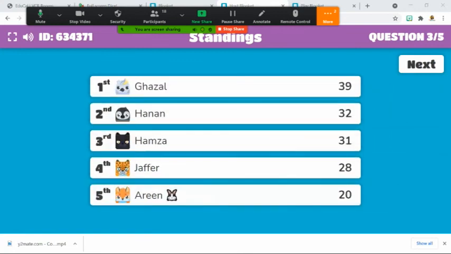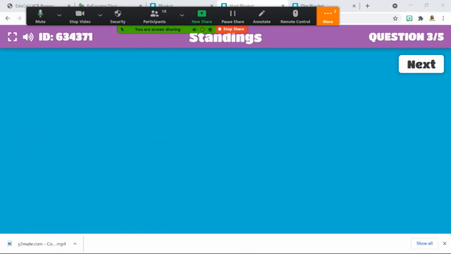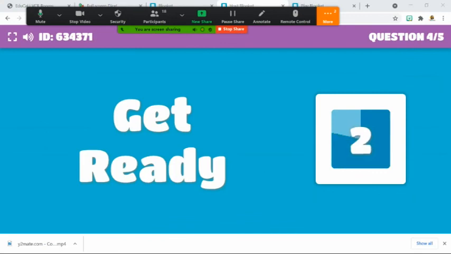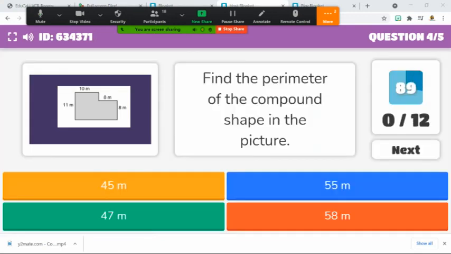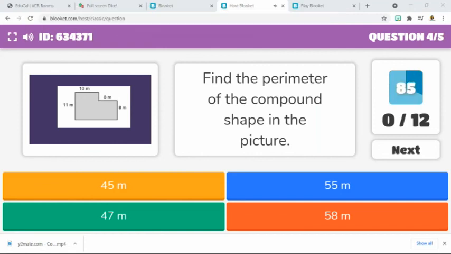It's Gaza, followed by Miss Hanan. Okay, let's go to the fourth question. 2 questions left, okay? Find the perimeter of the compound shape in the picture. You have 90 seconds to answer.